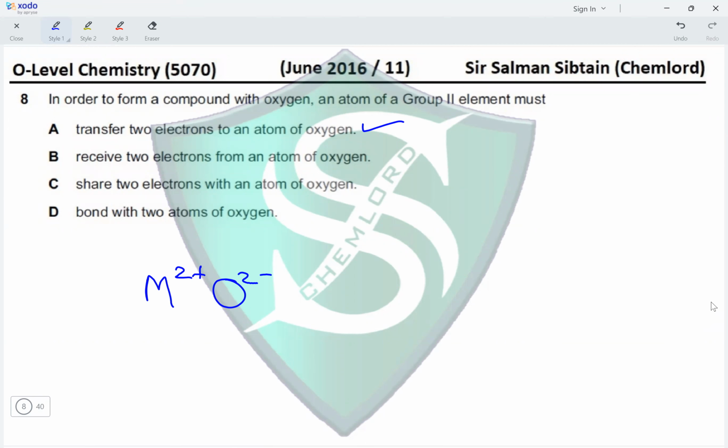Receive 2 electrons from an atom of oxygen. No, oxygen does not undergo oxidation and metals do not undergo reduction. Share 2 electrons with an atom of oxygen. Covalent compounds do not form between oxygen and group 2 metals. Bond with 2 atoms of oxygen. No, it will bond with 1 atom of oxygen because oxygen has a charge of -2 and the metal ion will have a charge of +2 in order to attain a stable noble gas configuration. So the correct option for this question is option A.